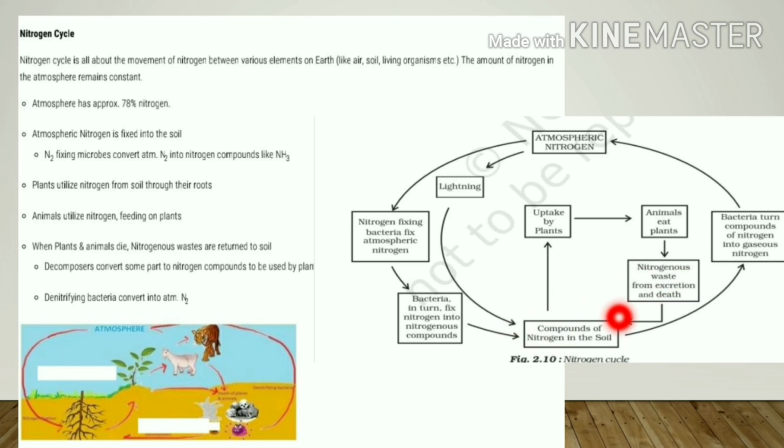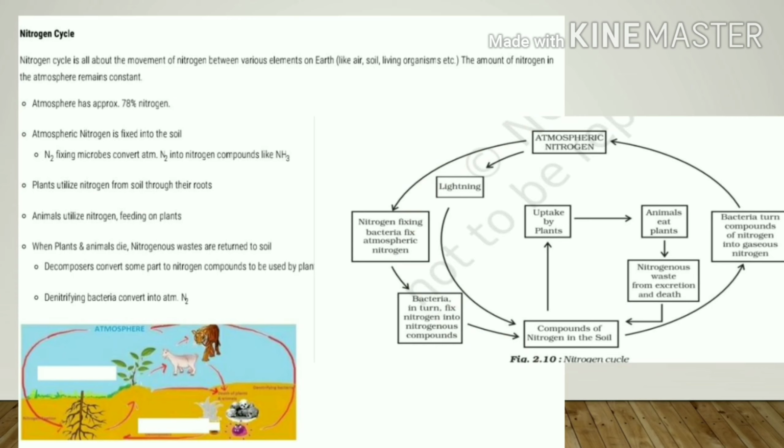Alright. Then see, again this nitrogen compound is dissolved into the soil. Nitrogen in the soil is converted into atmospheric nitrogen by the action of some other kind of bacteria. They are called denitrifying bacteria. Atmospheric nitrogen can be fixed again by the nitrogen fixing bacteria and converted into nitrogen compounds. Alright, so this is a cyclical pathway.